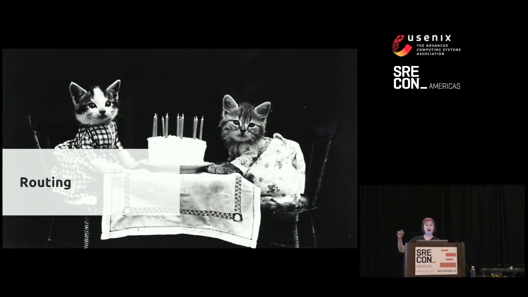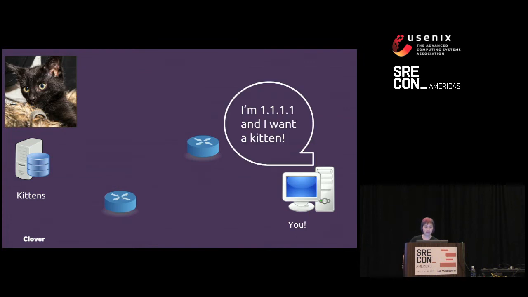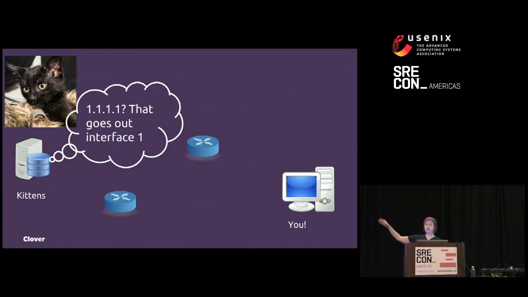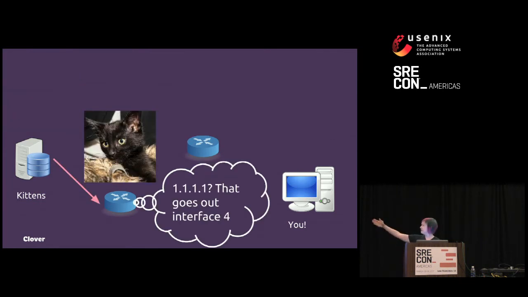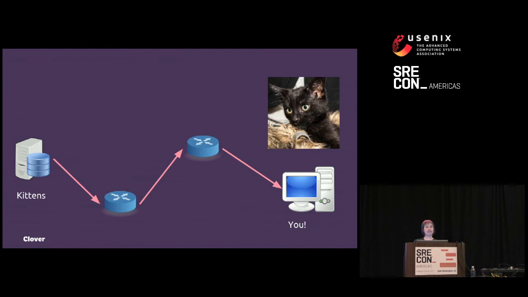So let's go back to the kitten pictures and see an example now that we know what routing tables are. I'm asking the server for my kitten fix, giving it my IP. So the server does a lookup in its routing table to discover which interface to send the kitten picture out of. This one says, oh, I know, that goes out interface 1. Passes it to the next switch. The next switch says, I know how to get there, interface 4, and so on. And then the kitten's delivered.